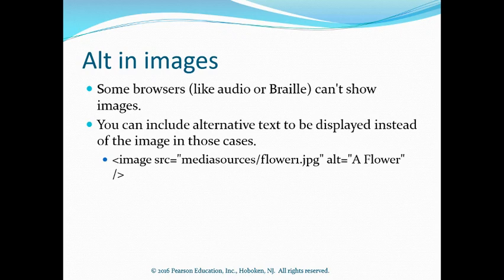So alt in images. Some browsers, like audio or Braille browsers, really can't show images, right? Or say your image fails to load for whatever reason, perhaps it doesn't exist, like we just covered. You can use an alternative text to be displayed instead of the image in those cases, right? So this is going to say, here's my image, media/sources/flower1.jpg. And if it doesn't exist, or if a browser like an audio browser needs to read it, then it's actually going to say a flower instead.